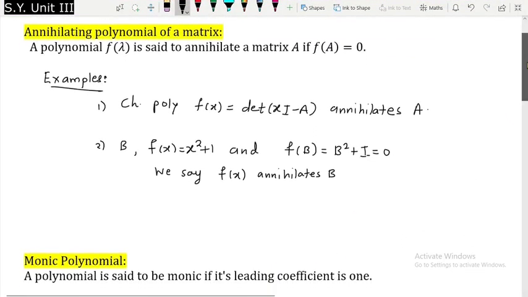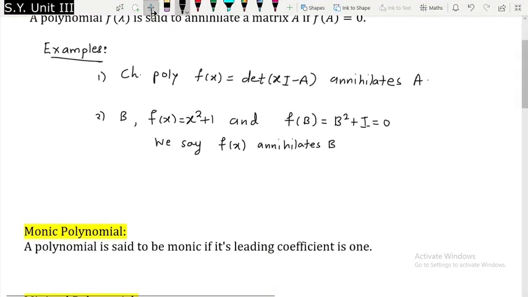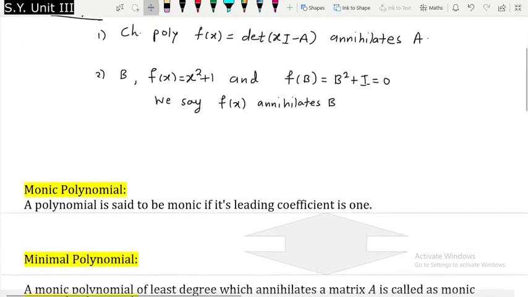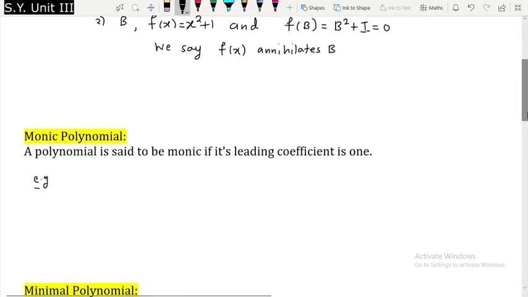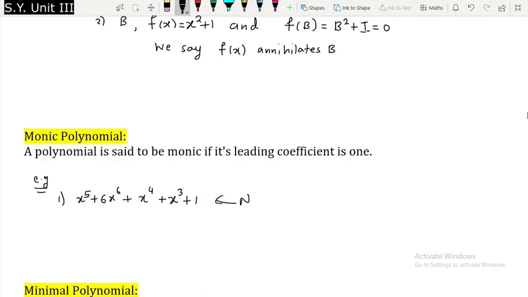Now next is the definition of monic polynomial, which we have already seen. A polynomial is said to be monic if its leading coefficient is 1. So a characteristic polynomial is an example of a monic polynomial, or you can take any example of your choice. For example, if I have x to the power 5 plus 6x raised to 6 plus x raised to 4 plus x cube plus 1, is it a monic polynomial? The answer is no, it is not monic, because the degree of the polynomial is 6, and x raised to 6 is present with coefficient 6. So what do you mean by monic polynomial? The coefficient of the highest degree term should be 1.